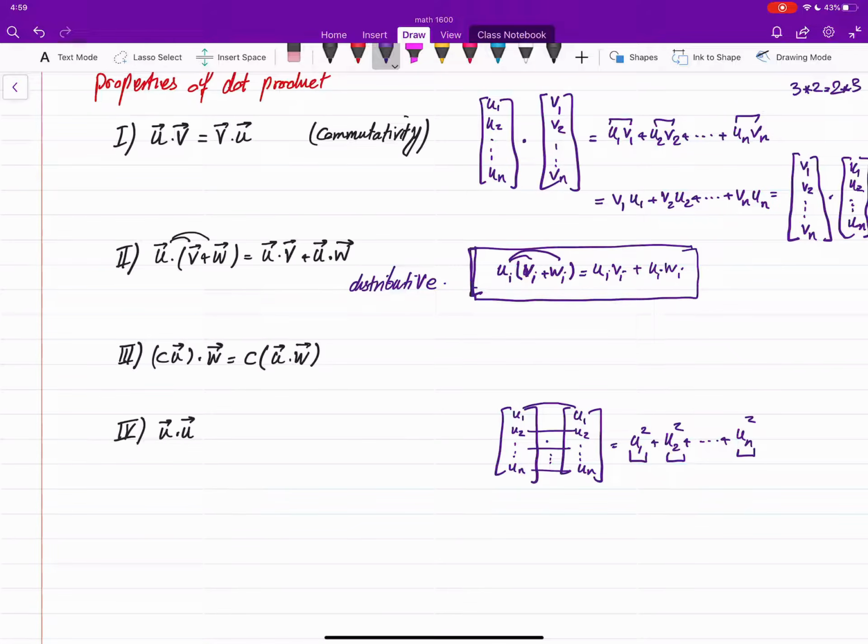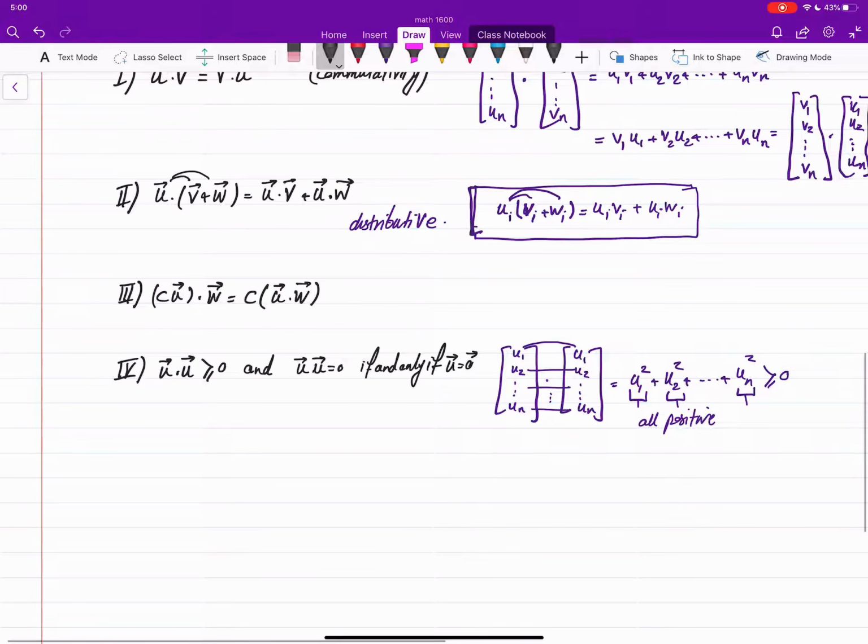And you remember that in the real numbers, if you square a number, it would be a positive number. So each of them is positive, and a sum of positive numbers is going to be positive. So the result says that this is positive. And an interesting thing: when does that become 0? So u dot u is 0 if and only if u is the 0 vector.